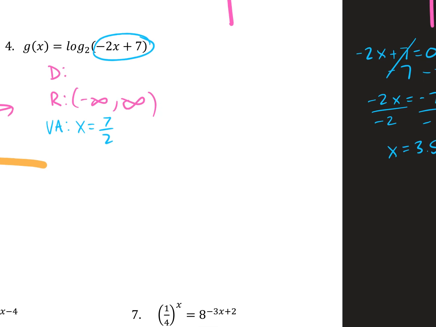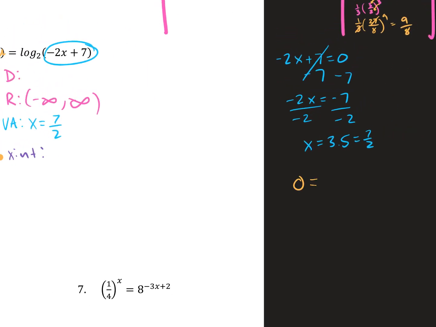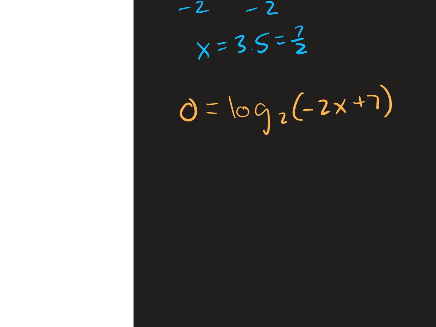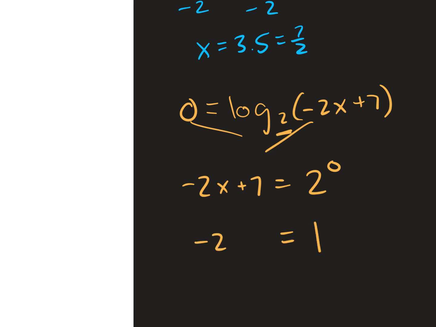How do I find my x-intercept? So the entire thing equal to 0. I plug in 0 for the y. So this would be 0 is equal to log base 2 of negative 2x plus 7. How do I solve for x here? Awesome. We start with the base, and then the other two just flip. So 2 to the power of 0 is equal to negative 2x plus 7. What is 2 to the power of 0? 1. So negative 2x plus 7 is equal to 1.